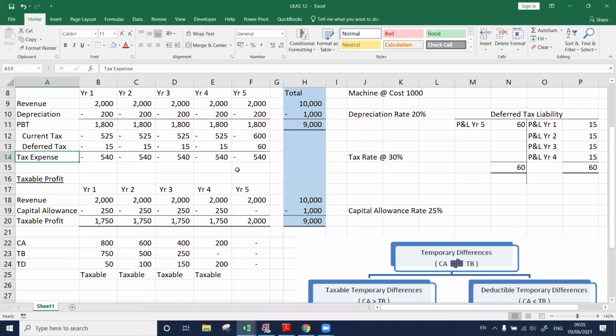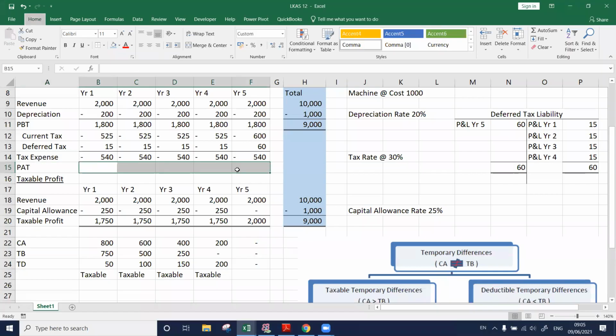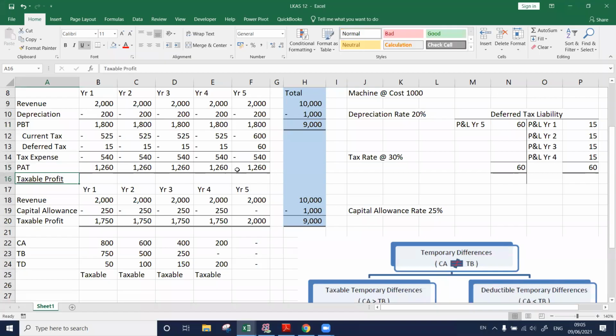Okay, therefore, what should the profit after tax figure be? In year 1, this is the profit before tax figure. This is the tax expense. Therefore, profit after tax is 1,260 over this 5-year period. Clear? So this is what basically happens, or what is required in terms of LKAS 12.